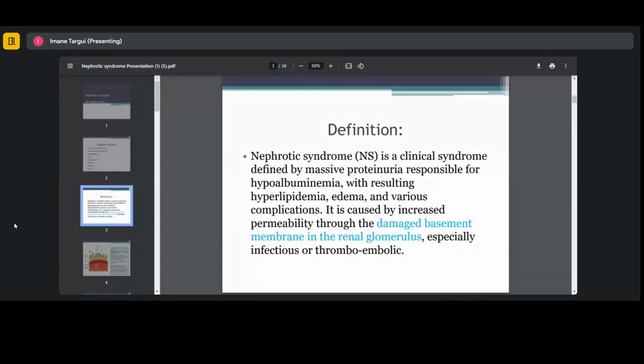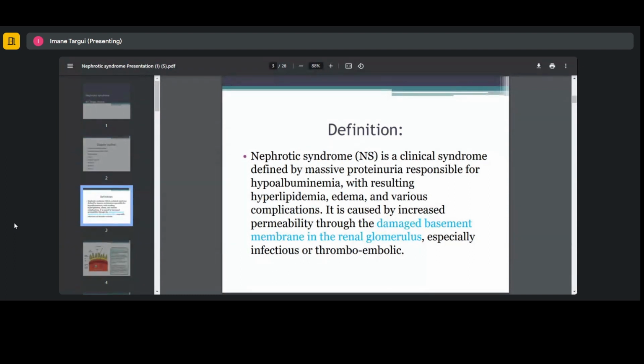So in nephrotic syndrome, we have proteinuria, which is the presence of protein in urine, which is abnormal. In normal physiology in our kidney, proteins are not excreted in urine. But here we have damage in the basement membrane in the renal glomerulus. That's why we have loss of protein.